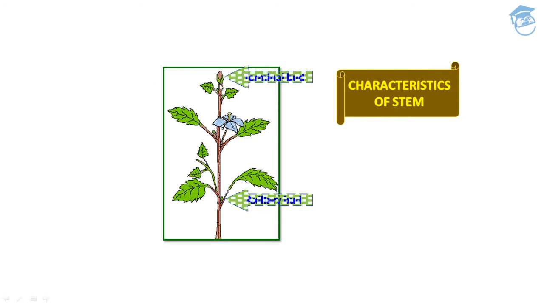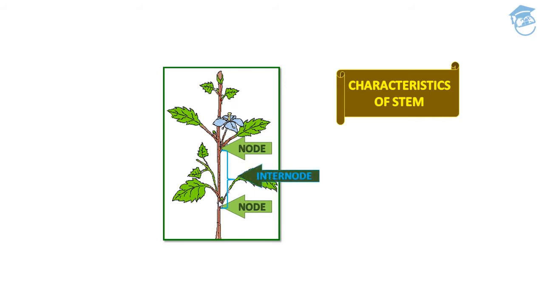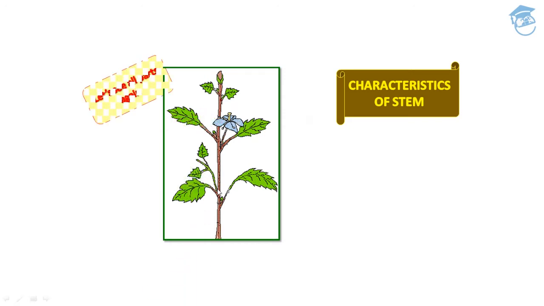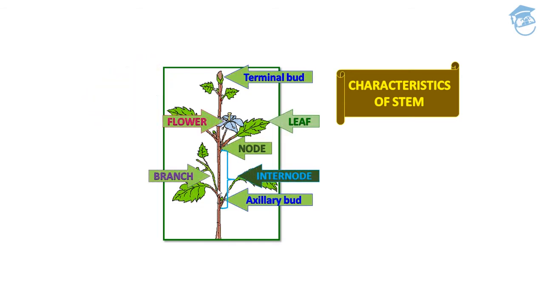Okay, students, see, these are the nodes from where leaves arise. And the distance between two nodes is called an internode. This is a leaf which is borne on the node of a flowering plant, and these are the flowers, and this is the branch. Let's see all parts again. See, this is the terminal bud, flower, leaf, node, and the distance between two nodes is called an internode. This is the axillary bud and this is the branch.